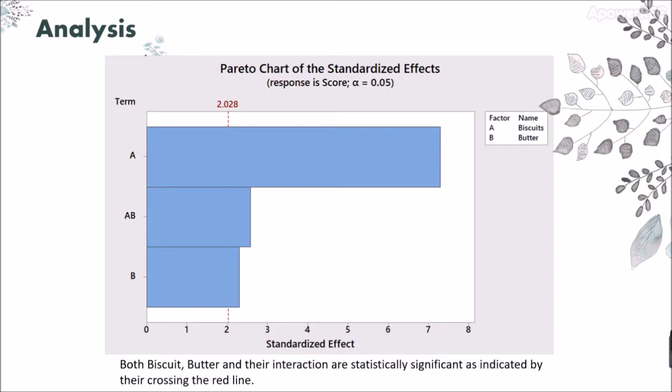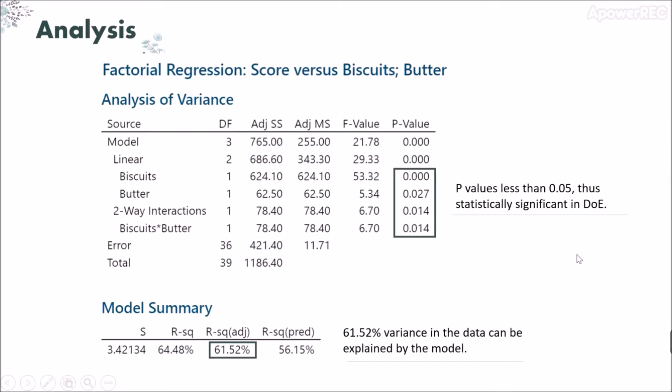Firstly, let's look at the Pareto chart of the standardized effects. It's obvious that both factors A and B and their interaction have passed the red line, which means that all of them are statistically significant in affecting the taste of the snowflake crisp. From the analysis of variance table, we can see the p-value of the model is less than 0.05, meaning that the overall model is useful in prediction.